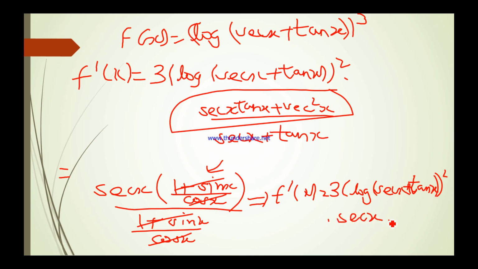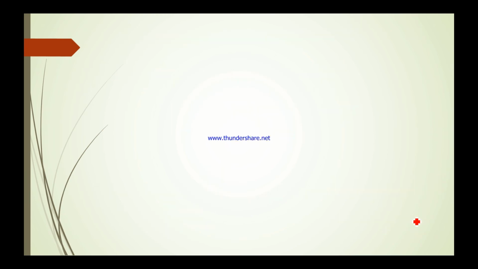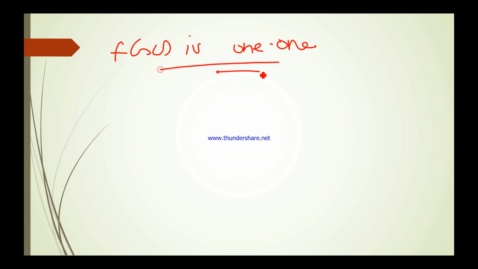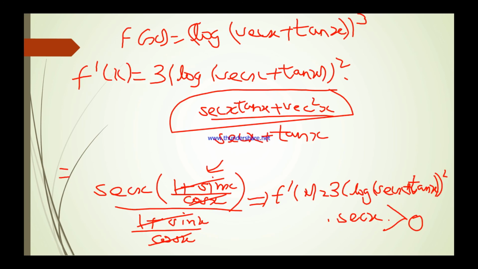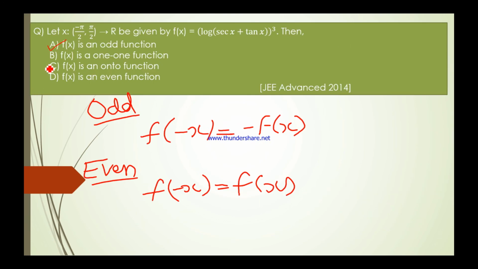Okay, now we know that this function will be always an increasing function, because from minus pi by 2 to plus pi by 2, sec x is always positive, so it will keep on increasing, and log function is always increasing. So this is always greater than 0. So we can say f dash of x is increasing. So that means f of x is 1 1. So we proved f of x is 1 1. So let me just tick that option as well.